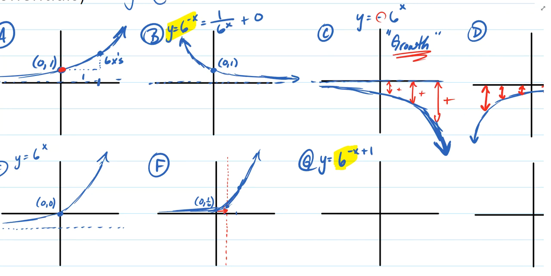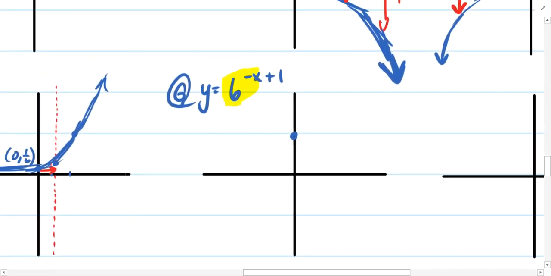Now if it would help, let's go ahead and use some test points here. If x were 0, when x is 0, we have 6 to the 0 plus 1, or 6 to the first power, which is 6. So we've got this data point that's pretty high in the air relative to the others. When x is 1, well, that's kind of interesting. When x is 1, we get negative 1 plus 1, which is 0, and 6 to the power of 0 is also just 1.